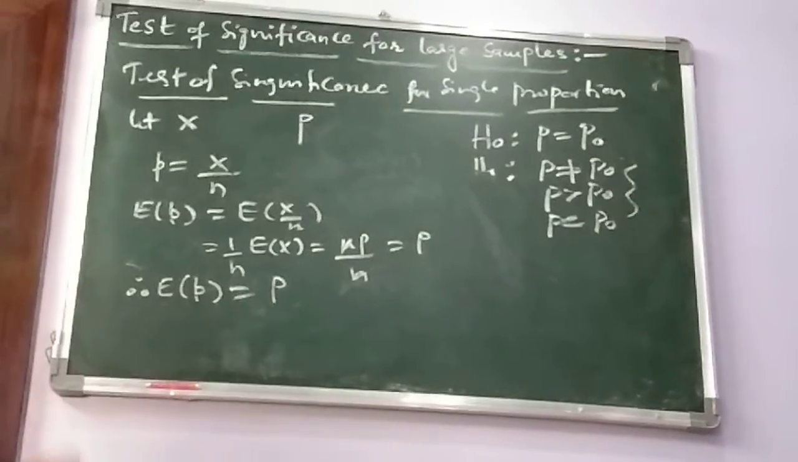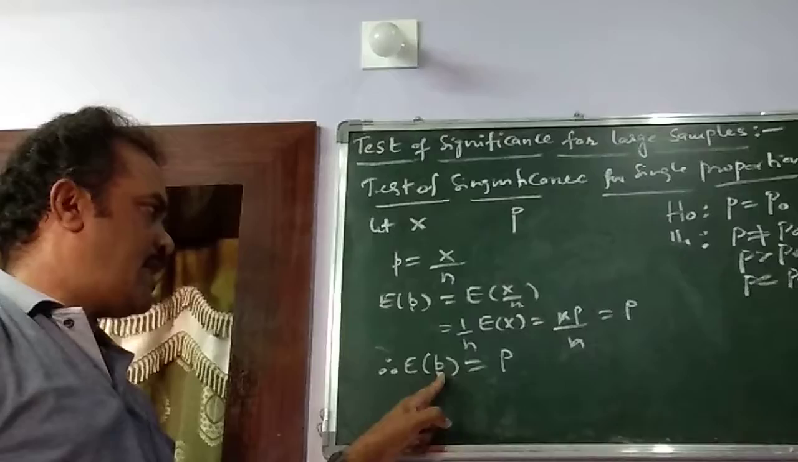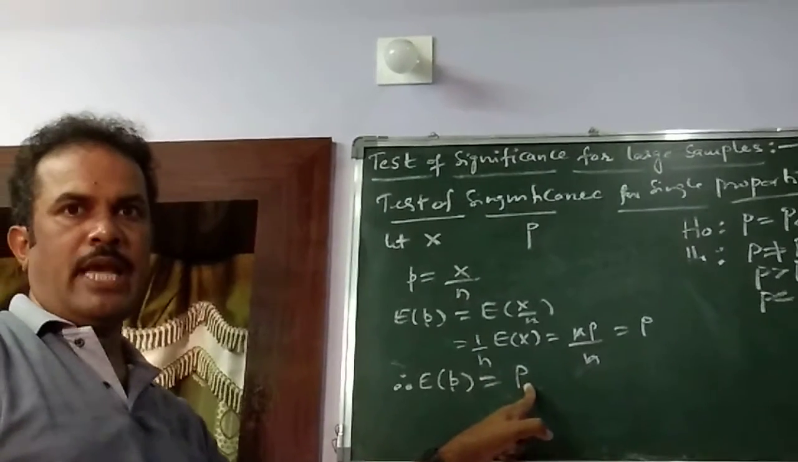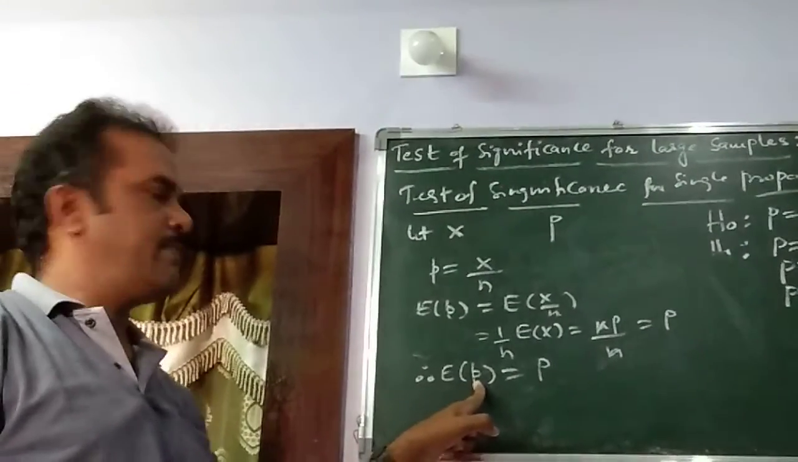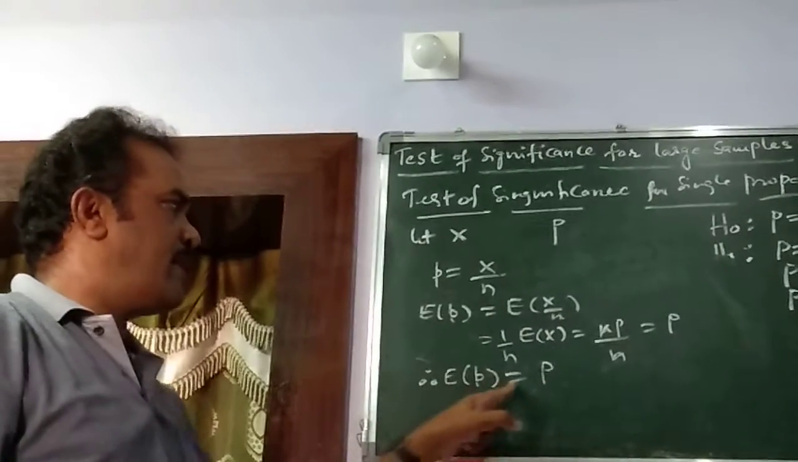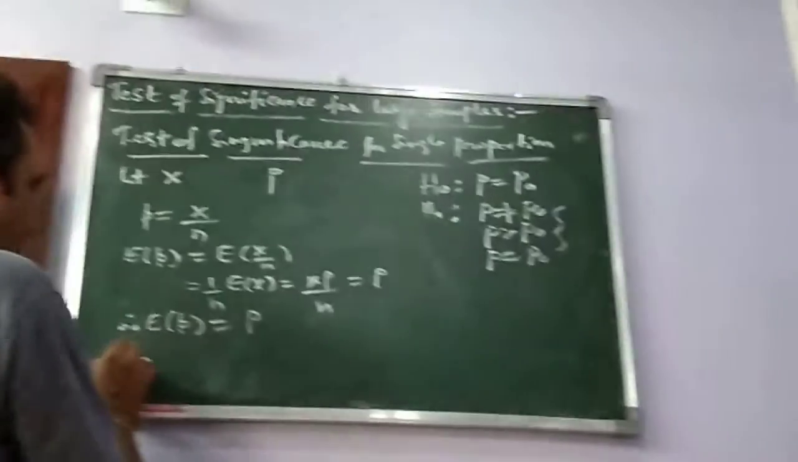From this, what have we identified? From earlier statistics knowledge, the expectation of the sample proportion is equal to the population proportion. That means, by the definition of an unbiased estimator, the sample proportion is an unbiased estimator of the population proportion.